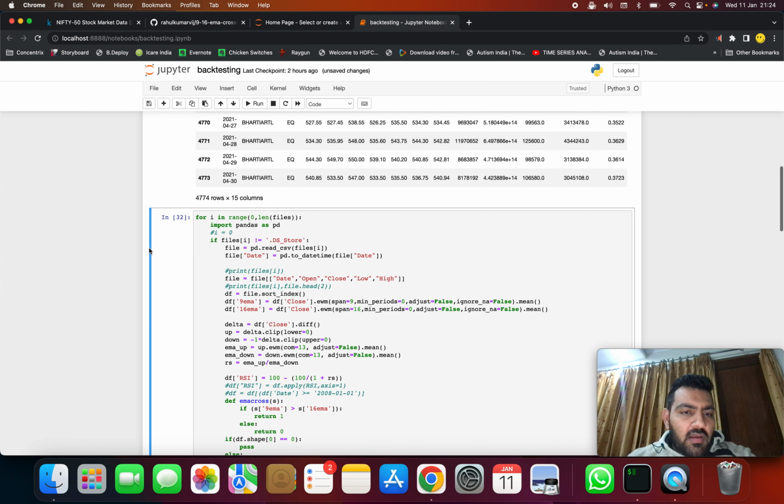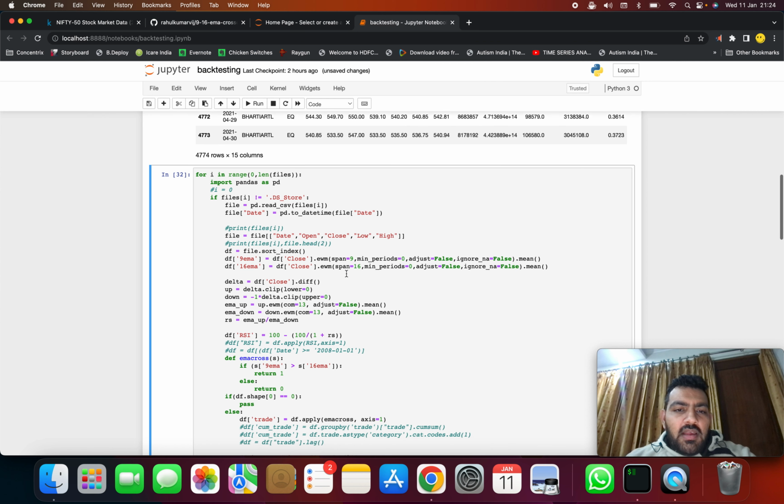Okay, so I'm reading all the files here through a for loop, and I'm keeping only the columns which are of interest to me. Now I'm calculating the 9 EMA and 16 EMA only on the close data, because that is generally how EMA is calculated. You can do it on the open data as well.